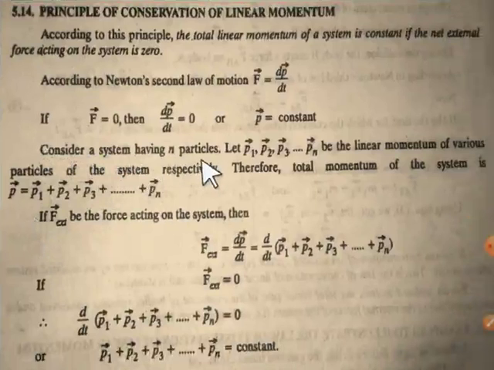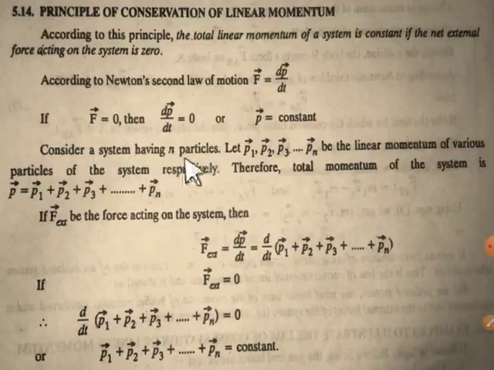That means in that system there are n small particles, and each particle will have a momentum: p1 vector, p2 vector, p3 vector, and so on up to pn vector. That means p1 represents the linear momentum of the first particle, p2 represents the linear momentum of the second particle, and so on. The pn vector will represent the linear momentum of the nth particle respectively.